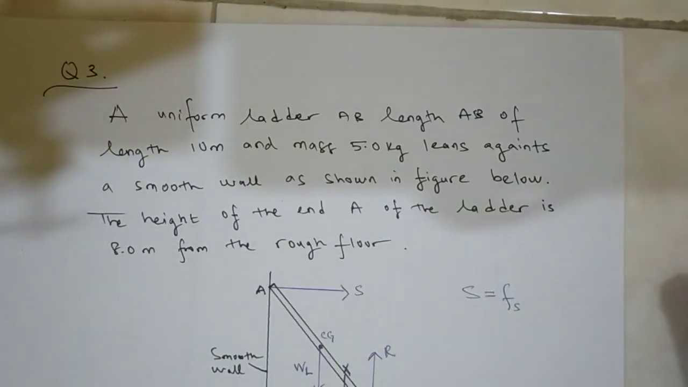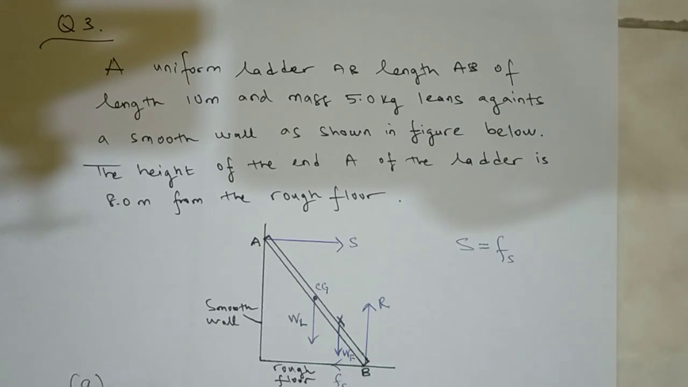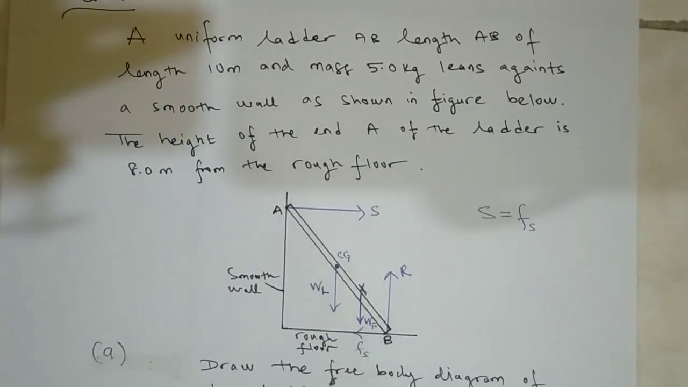Let us attempt a question referring to equilibrium of a uniform rigid body. A uniform ladder AB of length 10 meter and mass 5 kg leans against a smooth wall as shown in the figure below. The height of the end A of the ladder is 8 meter from the rough floor.